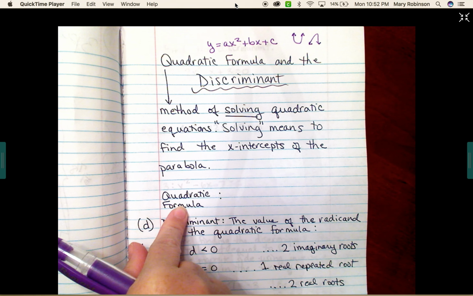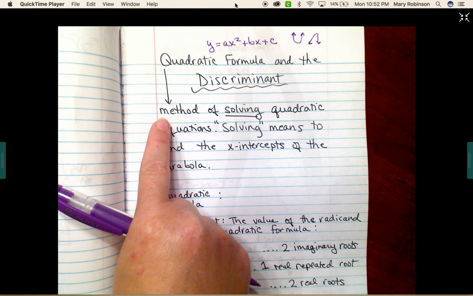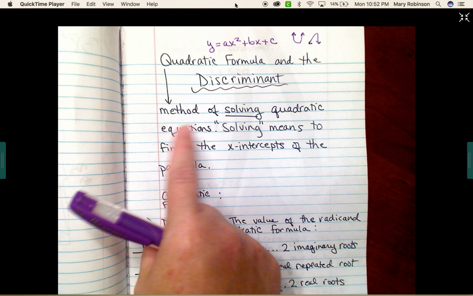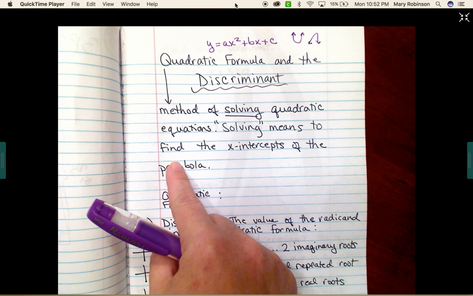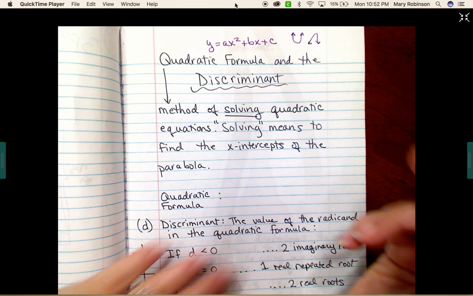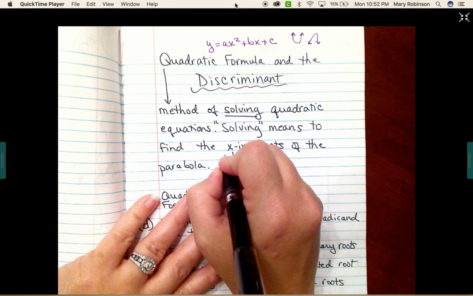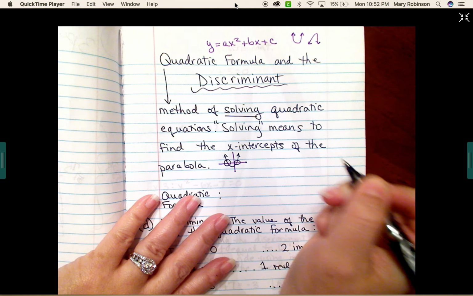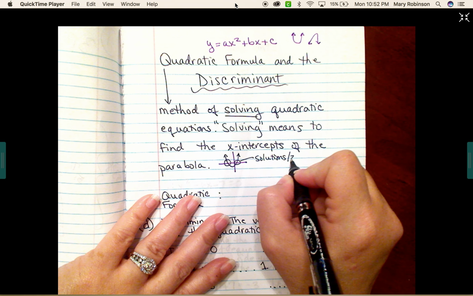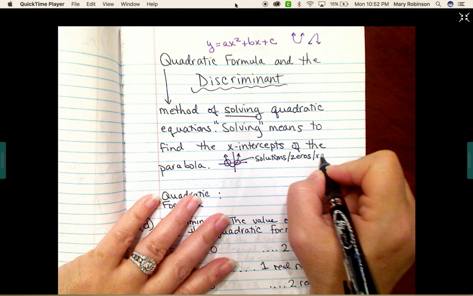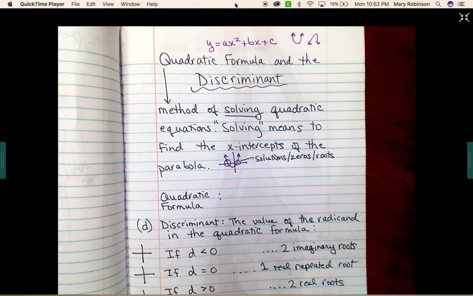Quadratic formula, I'm going to copy down here in just a minute, but just so you know, the quadratic formula is something we use to solve quadratic equations. Now, what it means when we are solving a quadratic equation, it means we are finding the x-intercepts of the parabola. So in other words, we're looking for where the parabola hits the x-axis. Those would be the solutions. You already know these by a couple of other words. You know them by the word zeros or roots, but they also are known as solutions, and we have to know how to solve them.